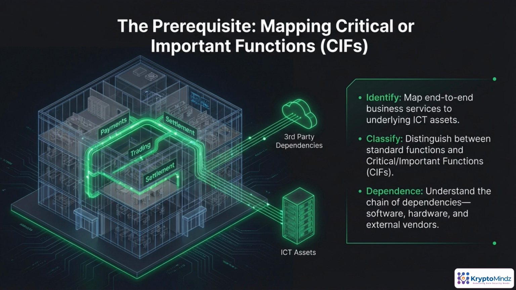To implement DORA effectively, you first need a clear map of your critical or important functions, or CIFs. Start from the business perspective. Which services, if disrupted, would seriously affect customers, markets, or your regulatory obligations? Payments, trading, and settlement are typical examples. Then trace each service down to the ICT assets and third parties that support it. This mapping exposes single points of failure, shows where you depend heavily on external providers, and becomes the backbone for risk assessments, testing, and incident response planning.